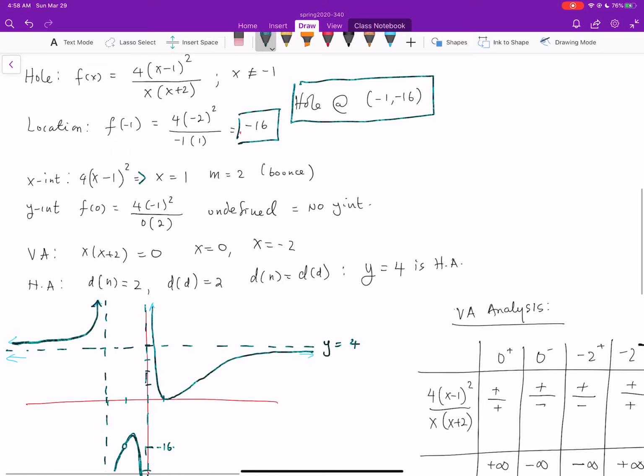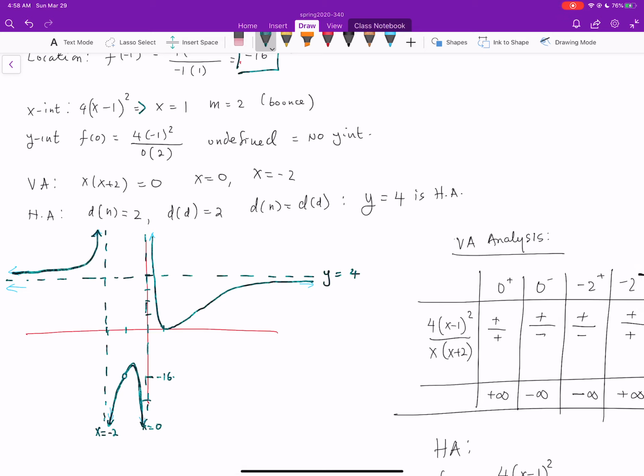Then the next thing is to find the vertical asymptote. To find vertical asymptotes, you look to the denominator. We get two potential vertical asymptotes. We get x equal to 0 and x equal to -2.